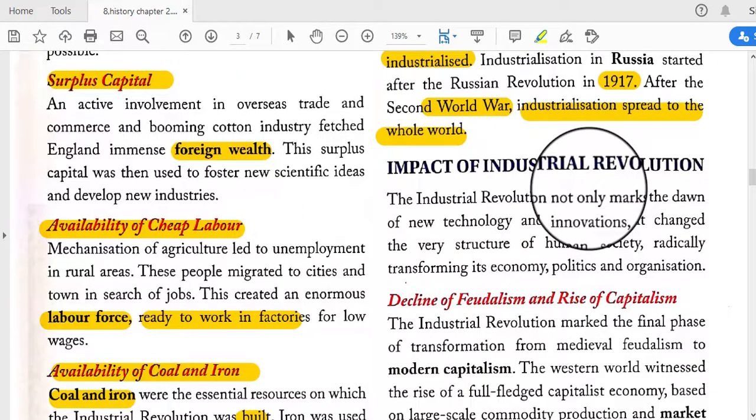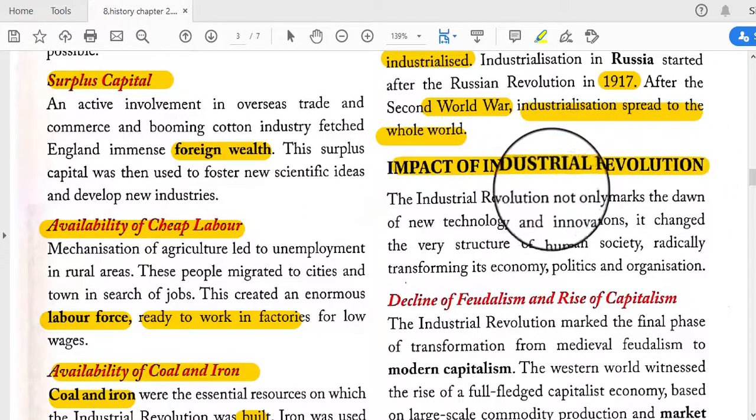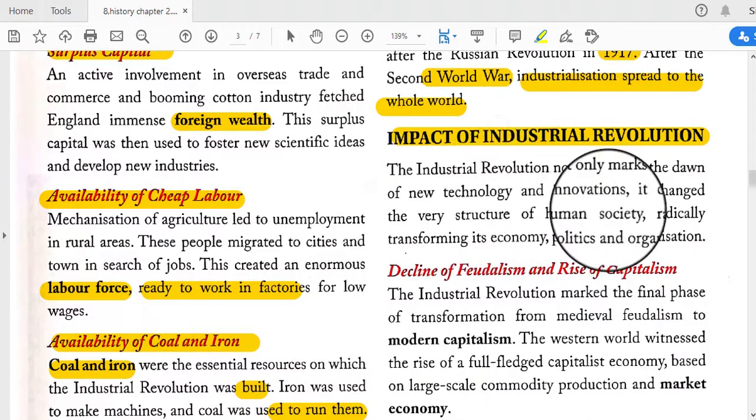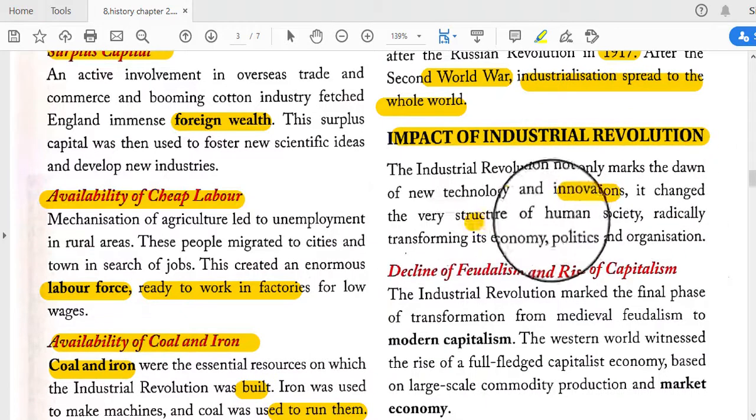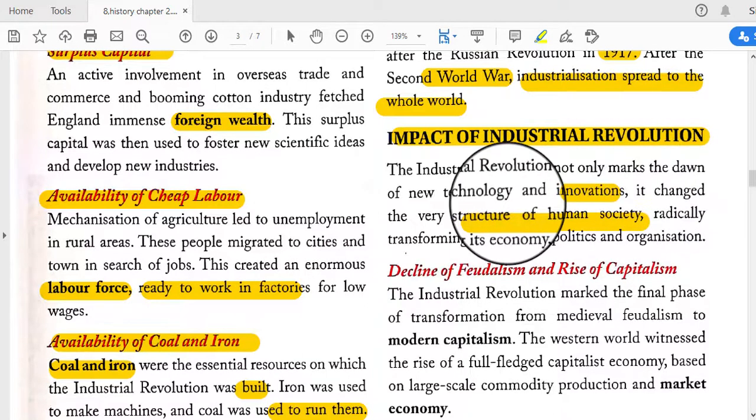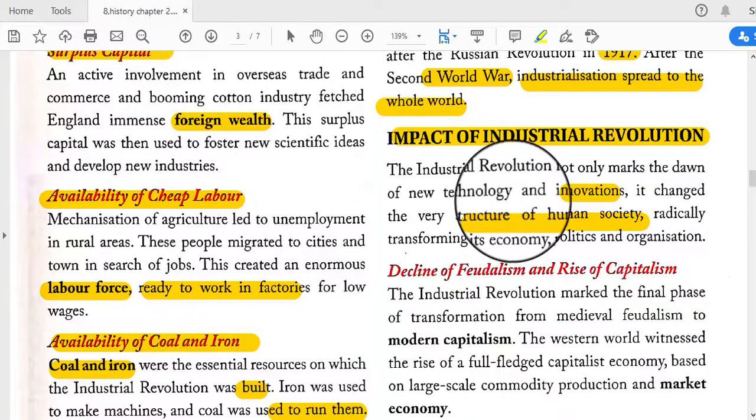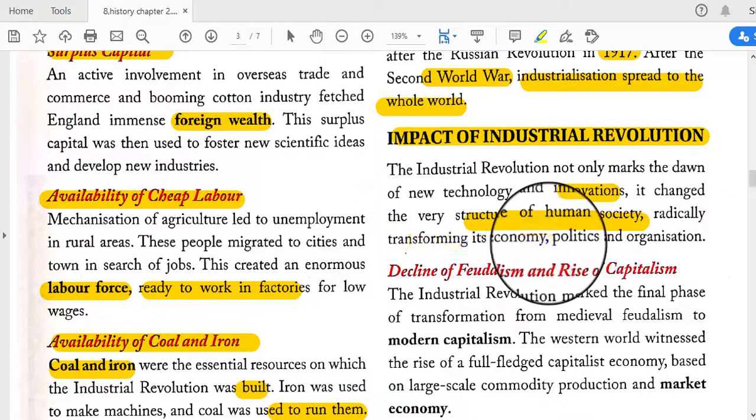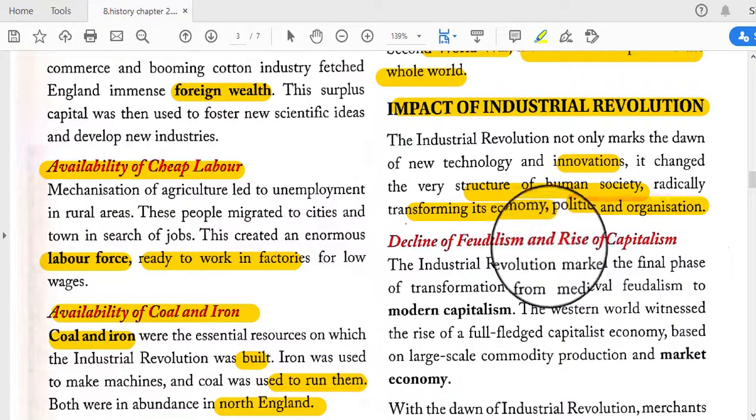And the impact of the Industrial Revolution. So what was the impact of the Industrial Revolution? The Industrial Revolution not only marks the dawn of new technology and innovation, it changed the very structure of human society. It was not only helpful for the people, it also created a strong structure of society, radically transforming the economy, and politics and organizations also developed with the help of the Industrial Revolution.